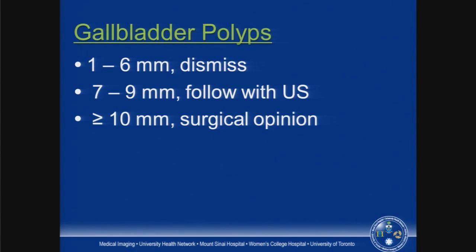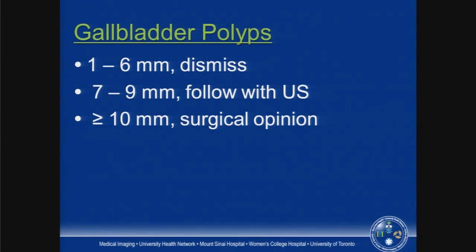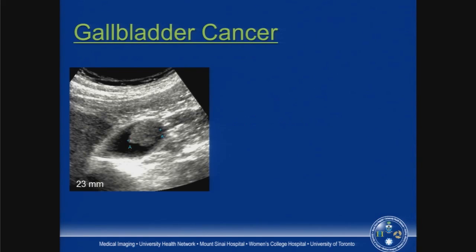So their recommendations, and recommendations I've seen and heard from other discussions and other papers, are for smaller polyps, dismiss them. Their recommendations were 7 to 9 millimeters, follow with ultrasound. I'm not sure I always do that, particularly in older patients. If I had an 88-year-old woman with a 7 or an 8 millimeter gallbladder polyp, I probably wouldn't recommend follow-up. But where you get interested are probably the larger polypoid masses, and particularly in younger patients, and perhaps it is a good idea to get a surgical referral for them.